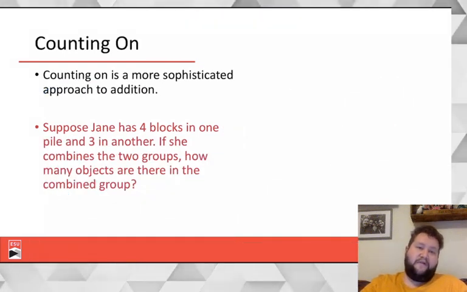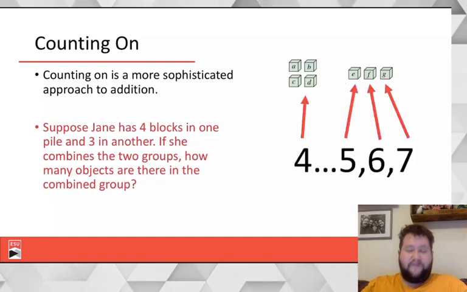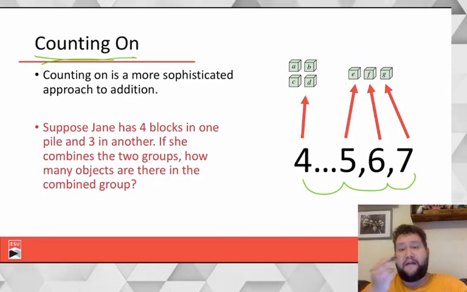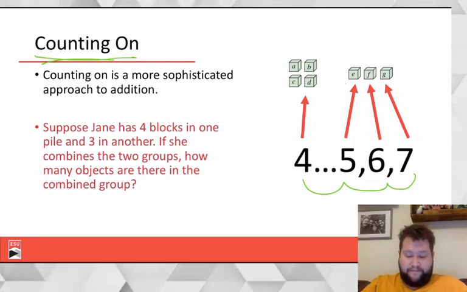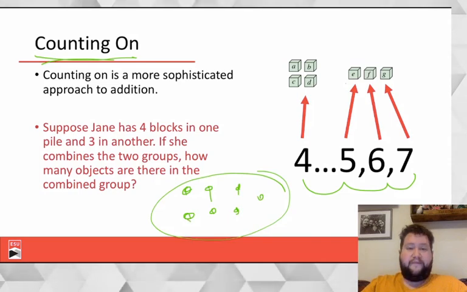Now, counting on is slightly more sophisticated. So suppose Jane has 4 blocks in one and 3 in another. Then how many are there together? Well, she has 4 to start, and then she has 5, 6, 7. So she counts on. That's where this name counting on comes from. So we have 4, 5, 6, 7. Which is different than our set model where we had 4 and 3, and we said, well, that's 1, 2, 3, 4, 5, 6, 7. So set model really relies on counting.